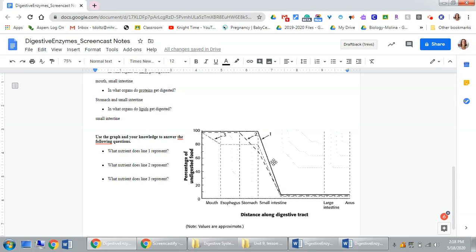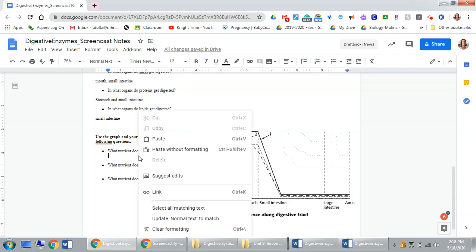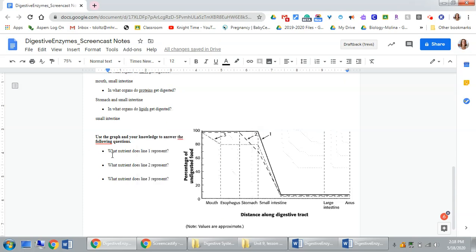gets digested only in the small intestine. So line 1 then would have to be my lipids. I always right click on accident on this computer. So the line 1 would have to be my lipids because the percentage of undigested food goes down only in the small intestine, nowhere else.